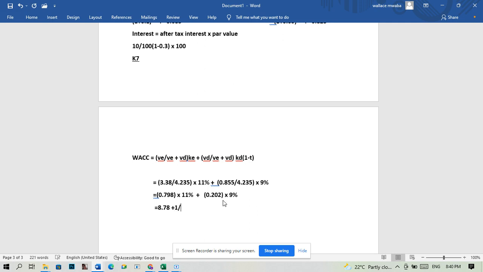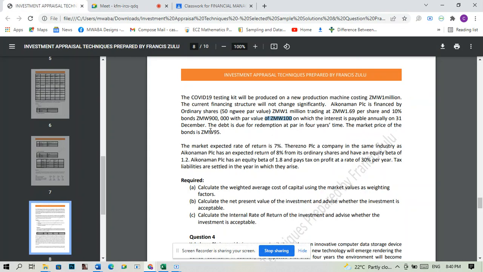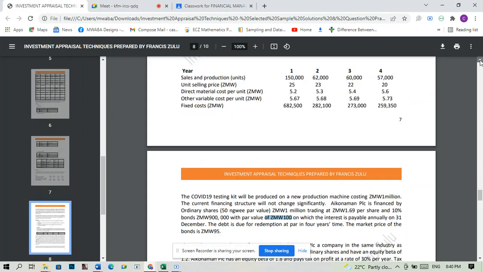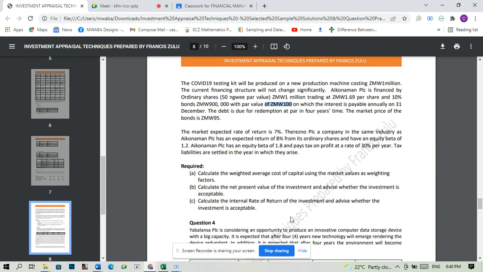1.818. I'm late. What are we looking at? Teacher. Okay, we are looking at the investment appraisal questions. We're looking at question 3, investment appraisal techniques. This one, the COVID-19 one. Yes. So we're on part A. We're trying to find the weighted average cost of capital.